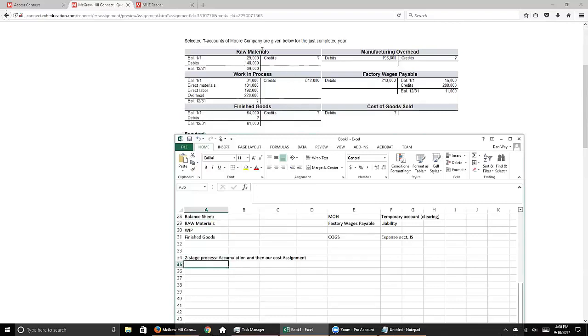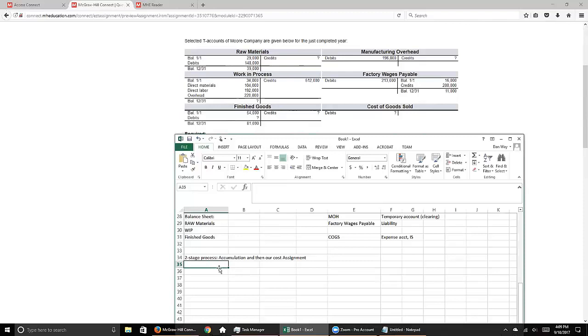So again, we're accumulating costs here in raw materials, right? We're moving those to work in process. We're accumulating costs in manufacturing overhead. We're applying those to work in process. We're accumulating costs from a labor standpoint and applying those to work in process. Then every period we should be moving costs from work in process to finished goods.